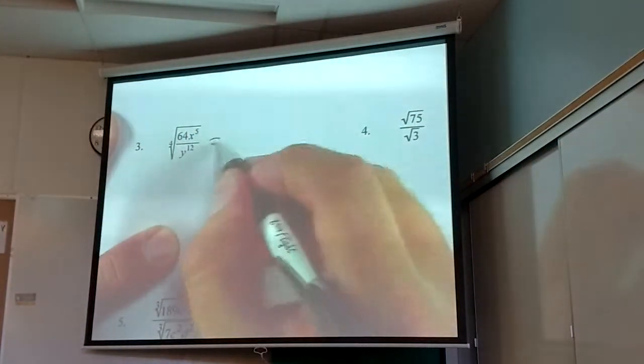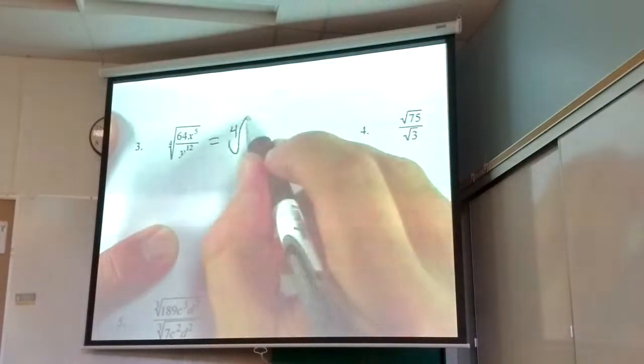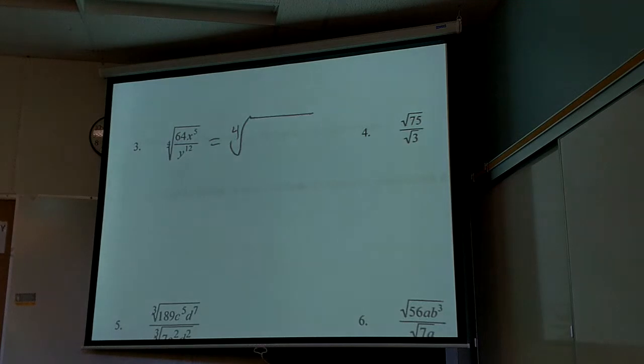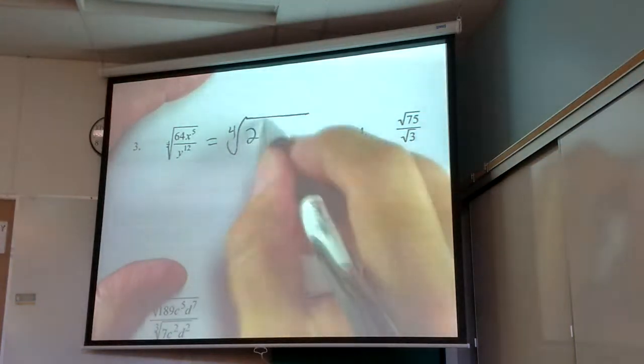So let me write this in a better form. This is the 4th root of. This is where you start getting used to this. 32 was 2 to the what power? Because 5 2s make 32. So 64 would be 2 to the 6th power, because it's got one more 2. So let me write everything in exponent form so then I can use that shortcut.